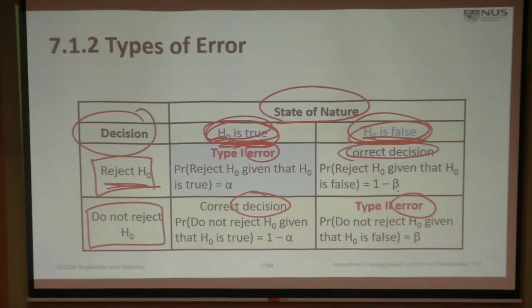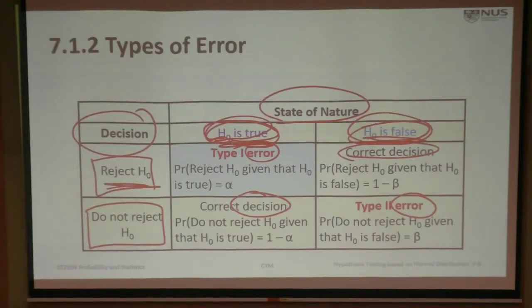So there are two scenarios in which I commit an error. One is when H0 is true and you reject it, so we reject wrongly. The other is when H0 is false but you do not reject it, so you still believe that it's true. To distinguish these two types of error, we give a very simple name: type 1 and type 2 error. Type 1 error is when the null hypothesis is true and you reject it. Type 2 error is when the null hypothesis is false and you do not reject it.